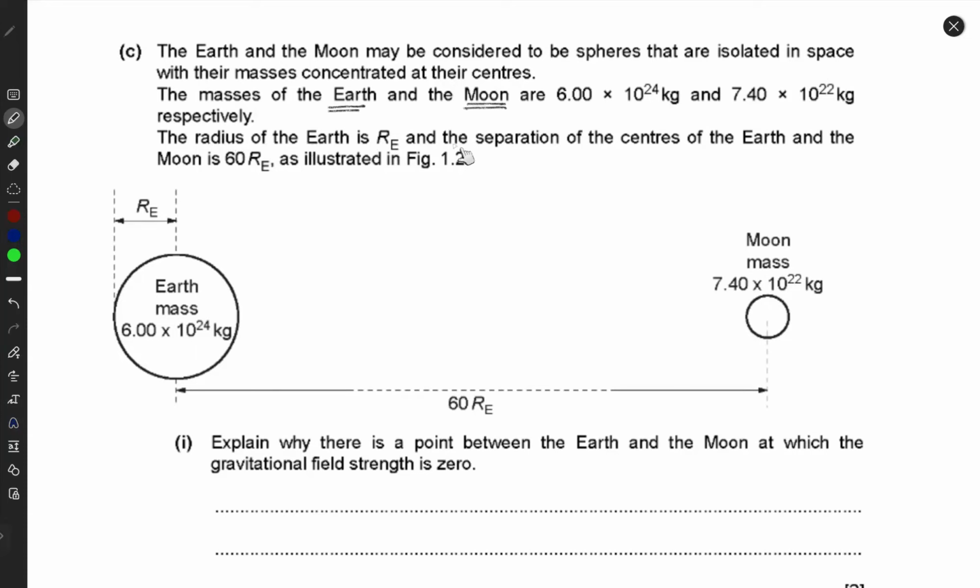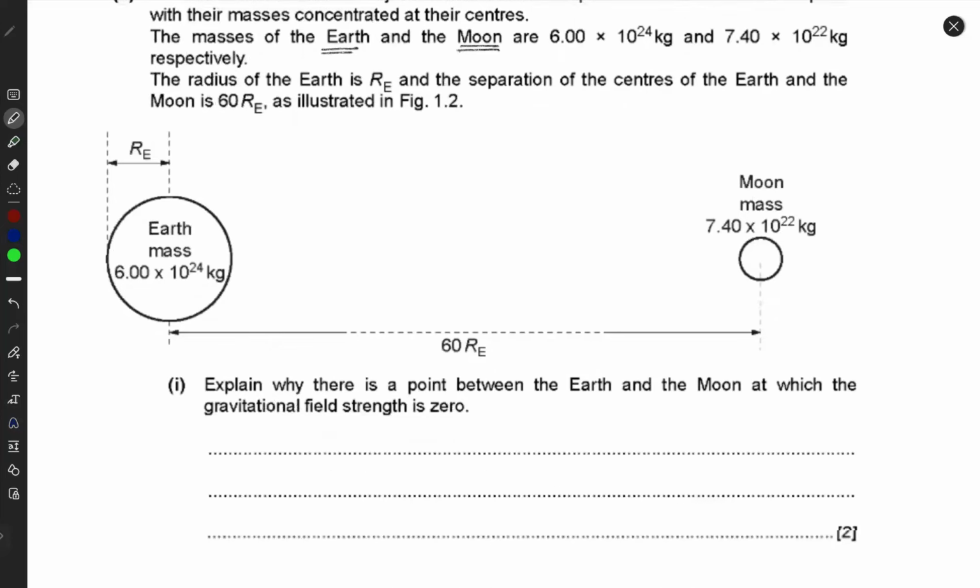The radius of the Earth is this, and the separation of the centers of the Earth and the Moon is 60 times this. So they have given you the radius of the Earth, and the separation between Earth and Moon is given in terms of the radius of the Earth. They have also given you a figure, so you can have a look at it.